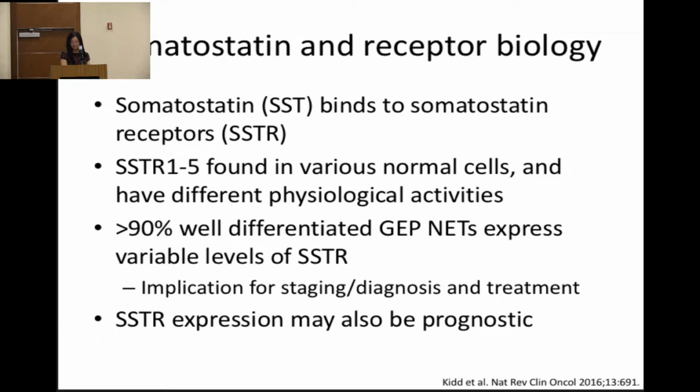The significant thing is that GEP NETs, over 90% of them, express somatostatin receptors. And this has implications for diagnosis and staging in terms of functional imaging, but also for treatment, because we know that the lack of somatostatin receptors predicts a lack of response to the analog. And also some studies have found that somatostatin receptor expression is prognostic. Those tumors that express the receptor tend to have better prognosis.